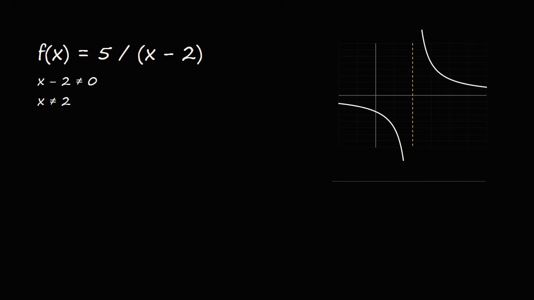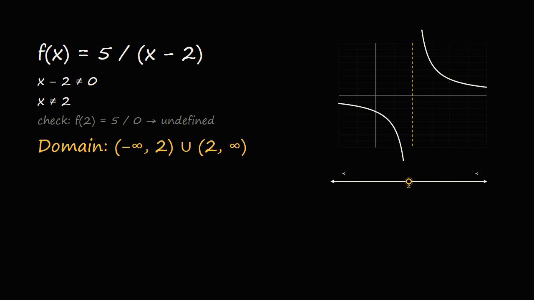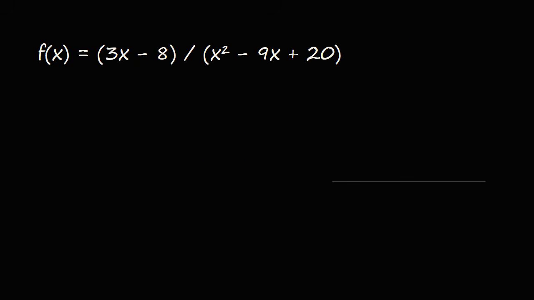Let's double check that makes sense. If you plugged in x = 2, the denominator would become 2 - 2, which is 0, and 5 divided by 0 is undefined. So x = 2 is the one value we have to remove. Every other real number is perfectly fine. The domain is all real numbers except 2, which we write as negative infinity to 2, union 2 to positive infinity. This next one has a trinomial on the bottom.